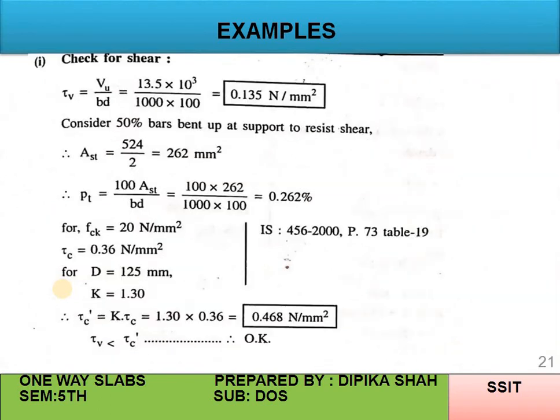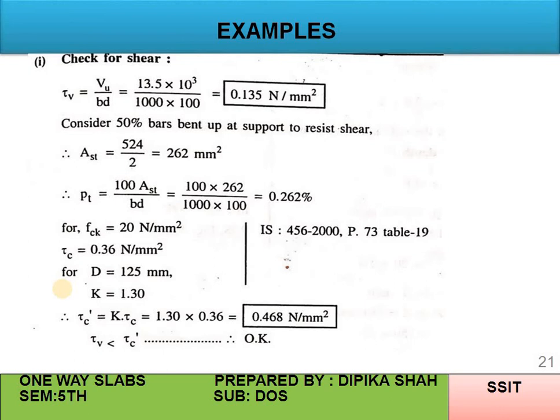Now we have to check for shear. This is the last check for one way shear, one way slab. We all know how to check for shear. We have also calculated check for shear in an example of isolated column footing. For checking for shear, first of all we have to find out tau v and tau c. For calculating tau v, we have the equation Vu upon bd. Here Vu is 13.5 into 10⁻³ divided by b is 1000 and d is 100. So our tau v is 0.135 Newton per mm square.